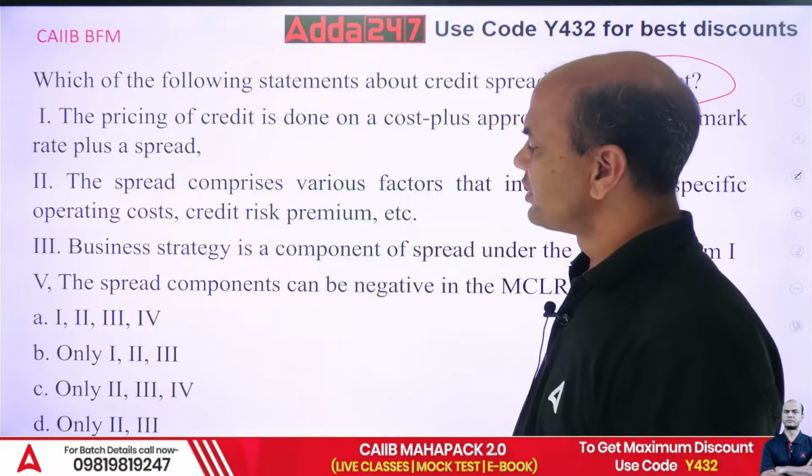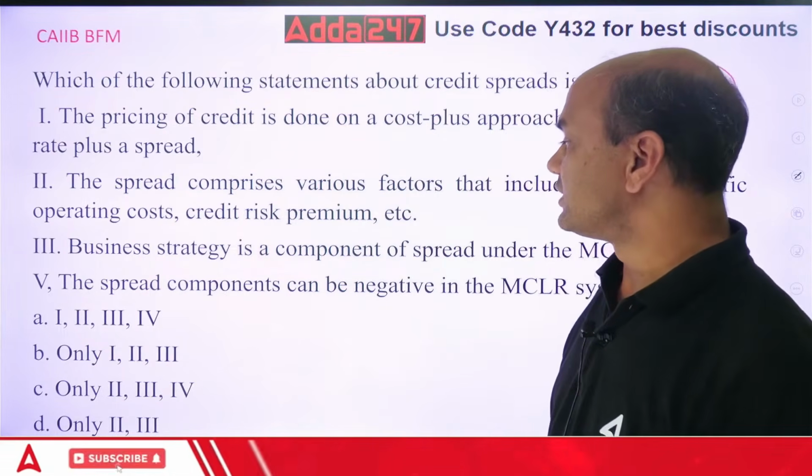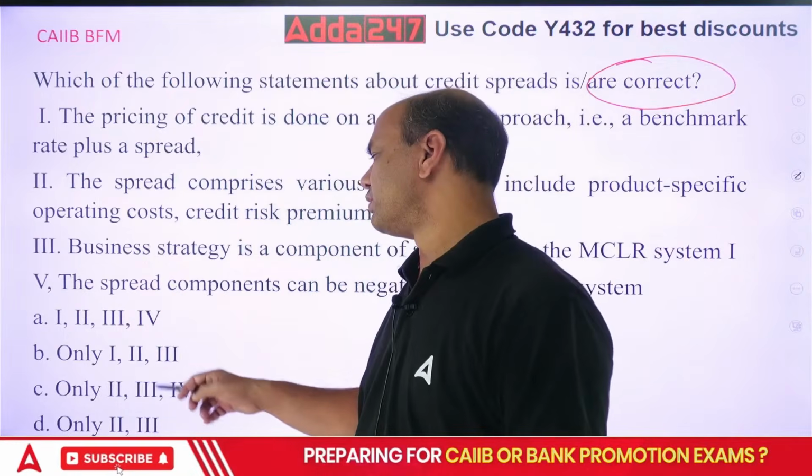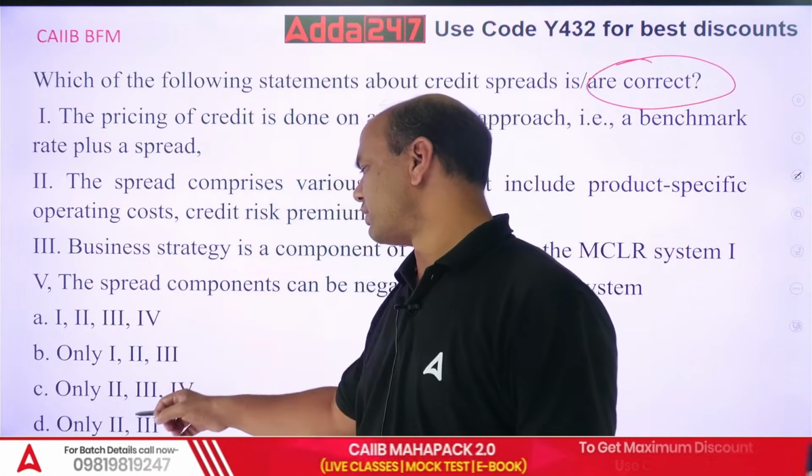So which is the true one? See the options also: 1, 2, 3, 4. Only 1, 2, 3; 2, 3 and 4; and 2 and 3.